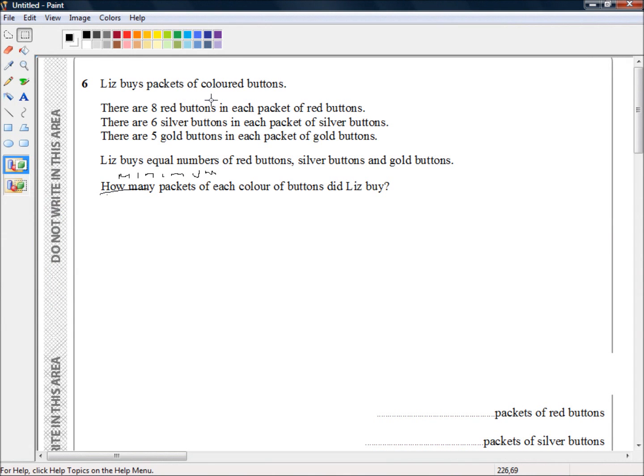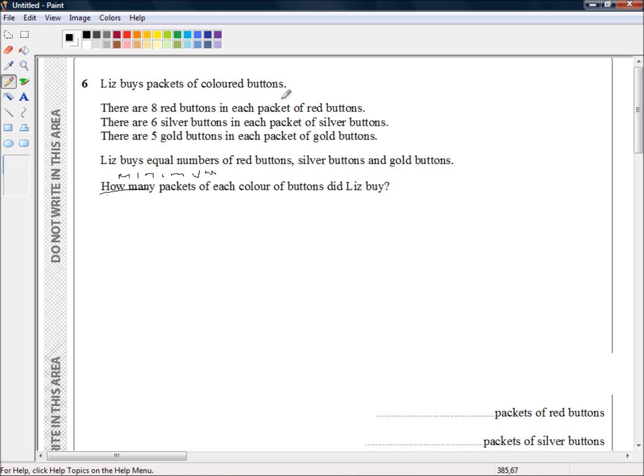Hello and welcome to the new style Edexcel GCSEs. These are the ones that go from grades 9 through to grade 1. This is paper 1MA1/3H. It's the third paper in the higher tier. It is a calculator paper, so we are allowed to use calculators, and we're picking up in question 6.